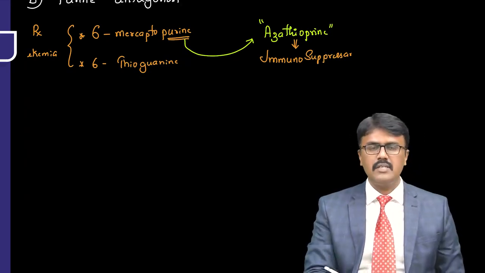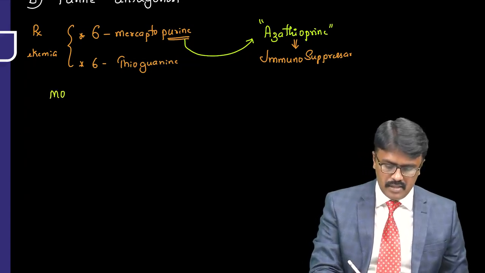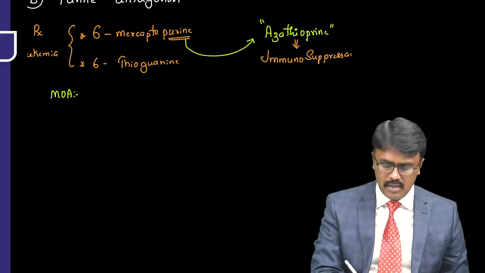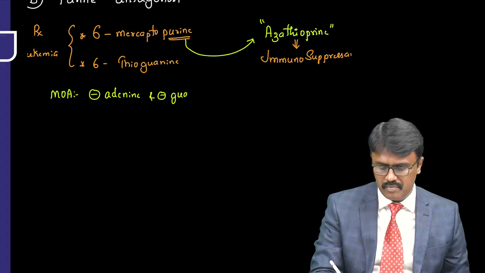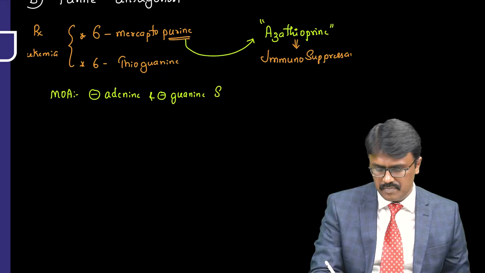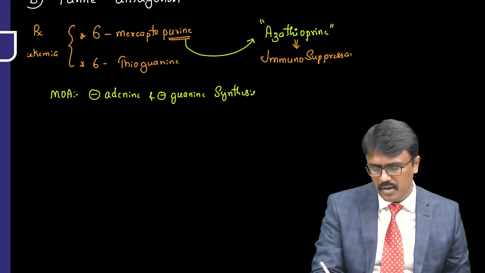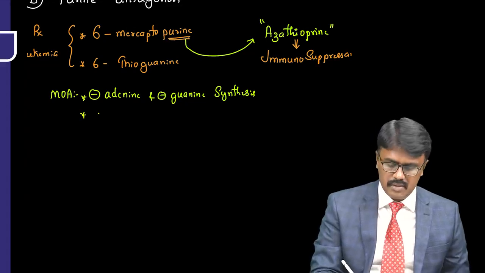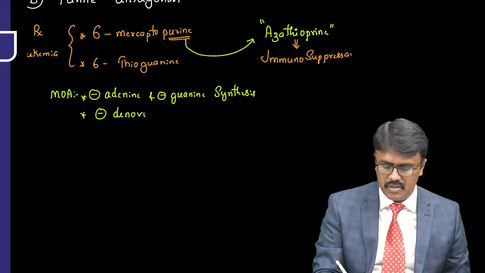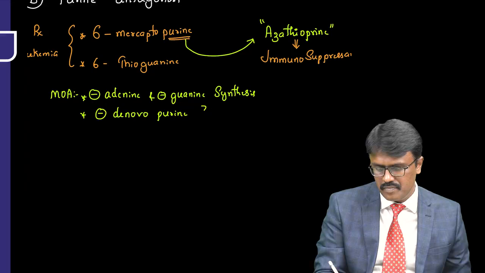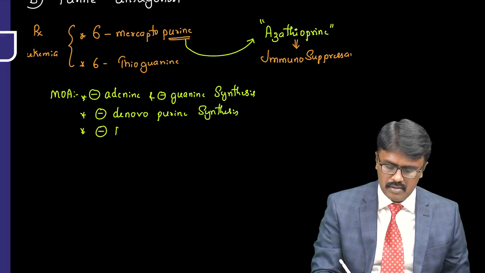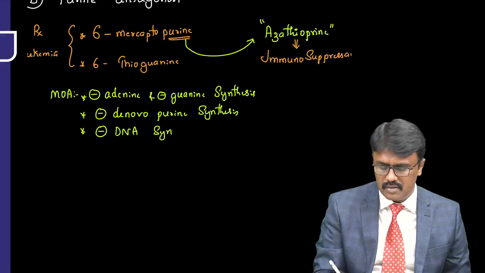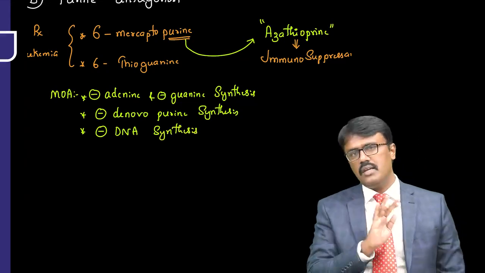One important question always comes: what is the mechanism of action? Since we are giving a fake purine, they inhibit the synthesis of adenine and they inhibit the synthesis of guanine. Second important, they inhibit the de novo purine synthesis. And if you inhibit that, the DNA will not synthesize, so they inhibit DNA synthesis. In simple words, remember they inhibit DNA synthesis, that's it.